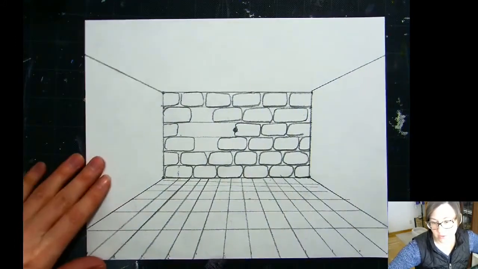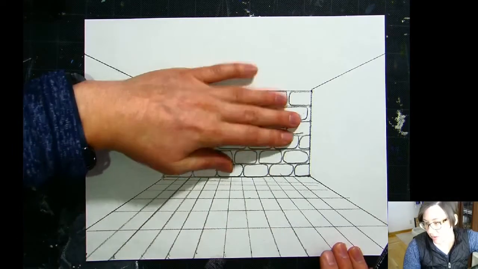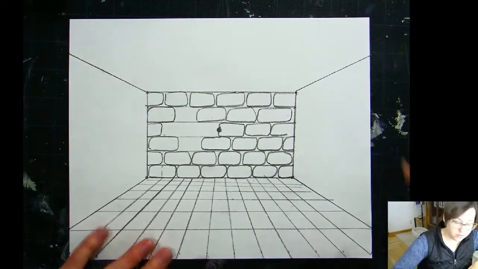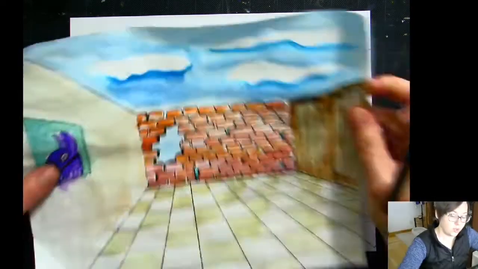Okay, so that's our third video. We made our tile floor. We did our brick wall. Coming up next, we're going to learn how to do the wooden plank wall over here on the side.